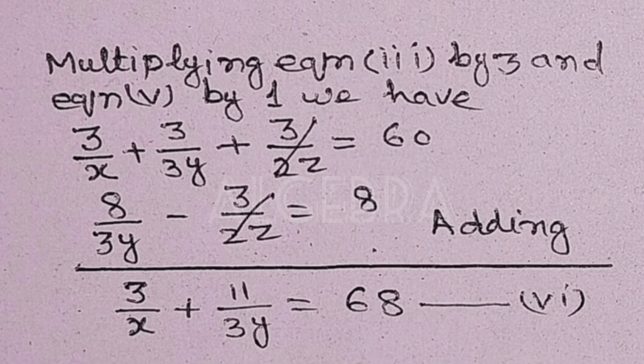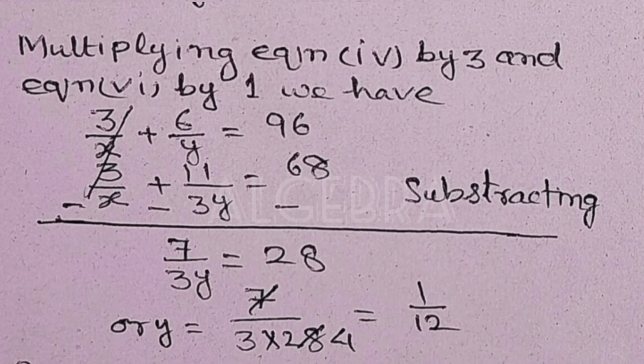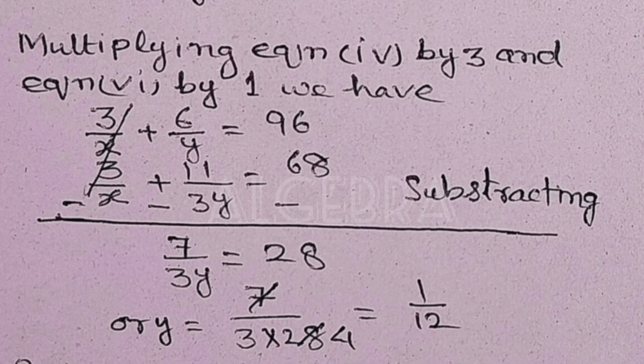and 8/(3y) - 3/(2z) = 8. Adding, 3/x + 11/(3y) = 68. Equation 6. Multiplying equation 4 by 3 and equation 6 by 1, we have 3/x + 6/y = 96, and 3/x + 11/(3y) = 68.